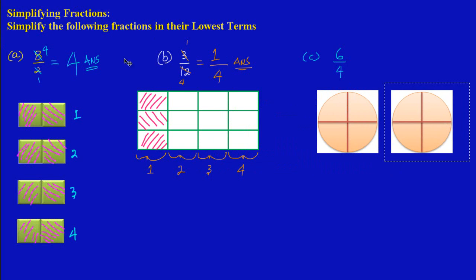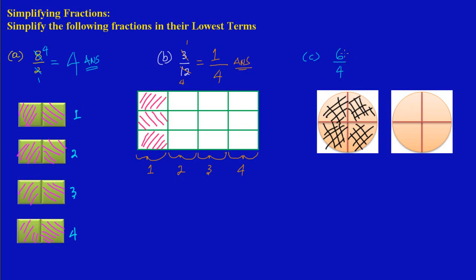So good. Now I need to shade a total of 6 parts because I have a 6 in my numerator. So I'm going to shade, this is one part, that's one part. So this would be another part that I'm shading. This would be another part. So far I've shaded 3 parts, and this would be my 4th part that I'm shading. So this is number 4. Now I've shaded 4 parts.